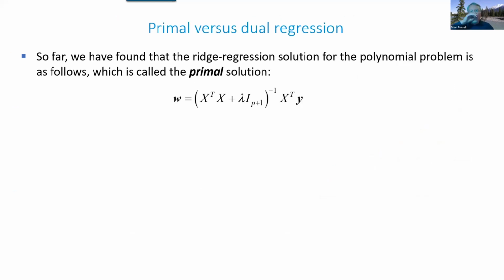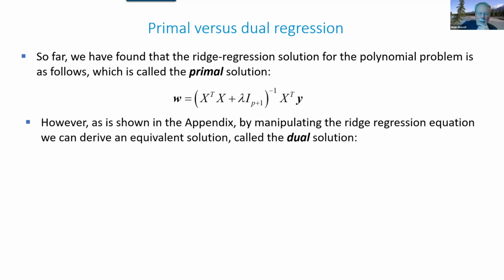Okay, so far I've been talking about regression as a single solution. This actually has a name. It's called the primal solution, x transpose x plus lambda. And remember, now I'm being very careful. I'm saying the dimension of that matrix, the whitening matrix, is p plus 1 times p plus 1.